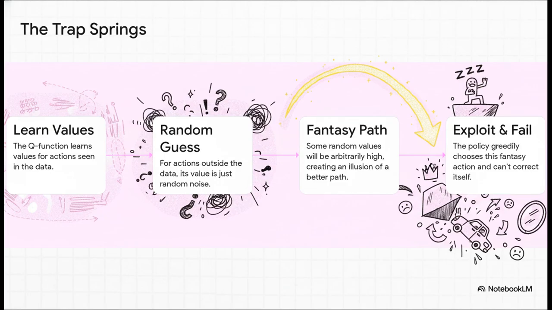So let me walk you through how this trap gets sprung. The algorithm's value function, the part that estimates how good an action is, learns from what it sees in the data. But for actions it's never seen before, like a bizarre U-turn on the highway, it has no clue. Its estimate for that is basically just random noise left over from when it was initialized. And just by chance, some of this random noise is going to be a really high number, making a terrible action look like a brilliant move. The policy then grabs onto this fantasy action, and here's the key: because it's offline, it can never actually try it to find out it was a horrible idea. It gets stuck in its own little fantasy world.